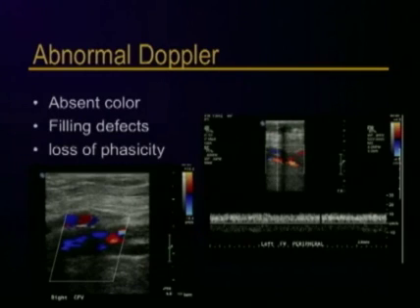Now, with a Doppler examination, the presence of thrombus may present with either absent color or filling defects within the vessel lumen. On spectral Doppler, you may see loss of phasicity or absence of respiratory or cardiac pulsatility.